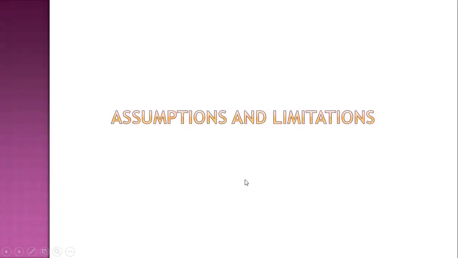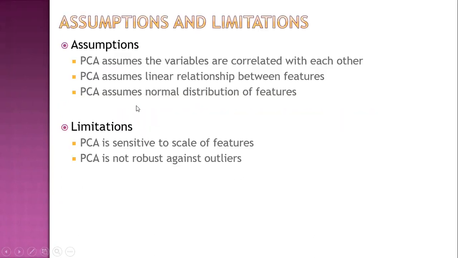Then assumptions and limitations of principal component analysis. Principal component analysis assumes that the variables are correlated with each other. It also assumes a linear relationship between features. It also assumes normal distribution of the features. There are certain limitations. One is that principal component analysis is sensitive to the scale of features, and it is not robust against outliers.